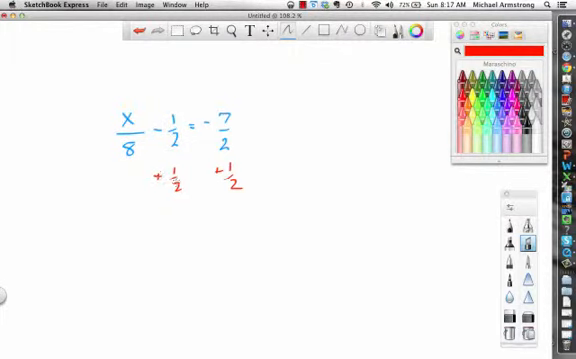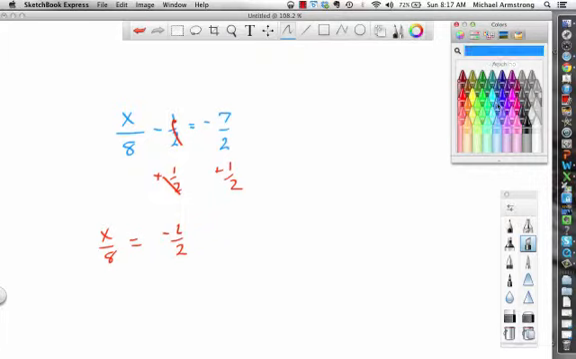because negative 1/2 plus 1/2 is 0. So we get x over 8 still, and it's equal to, because these cancel out and become 0, negative 7/2 plus 1/2. Negative 7/2 plus 1/2 is negative 6/2.